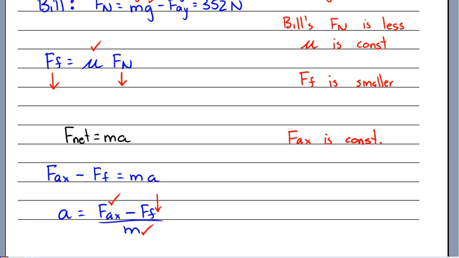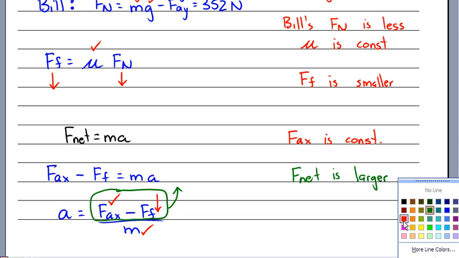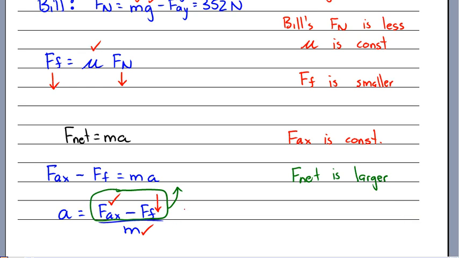But that means if you're going to have a constant Fax but a smaller friction force, then this grows. That's F net. So F net is larger for Bill. Well, I've got a numerator that's bigger and a denominator that's identical. So that right-hand side is going to grow. And if the right-hand side grows, so does the left-hand side. Okay, we're done. A is larger. These are all for Bill.